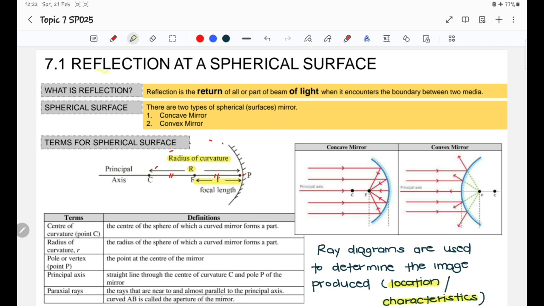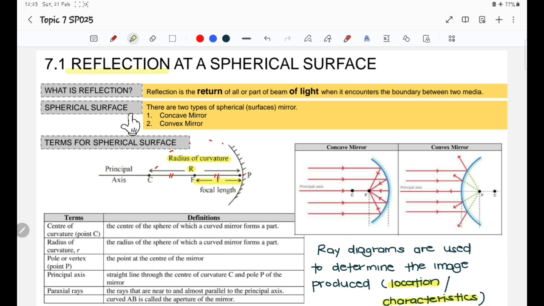The first light behavior that we will be discussing is reflection. So what is reflection? Reflection is the return of all or part of a beam of light when it encounters the boundary between two media. Remember, in order for reflection to occur, the surface for the light to return has to be a shiny surface, just like a mirror.